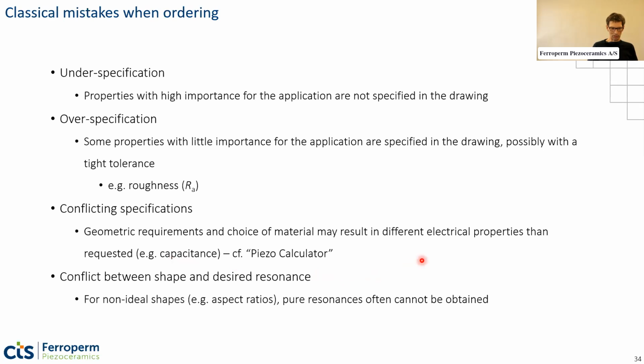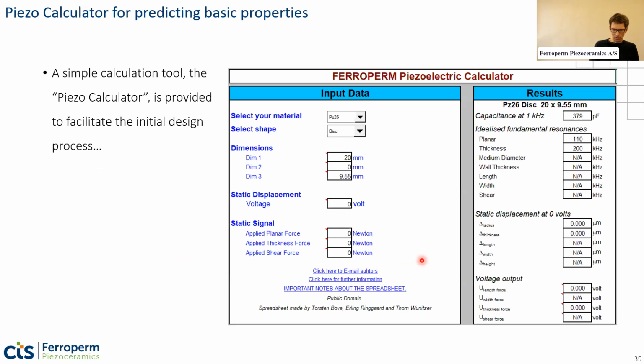Finally, you could also imagine that you want to choose a certain shape, and then this shape does not fit with the resonance that you would like to obtain. And I have an example of that in the end. So this is how this piezoelectric calculator may look. If you input a material choice and some geometry by shape and dimensions, then it will try to tell you the capacitance and also the resonance frequencies if the normal simple equations are followed. In some cases, these resonances will not be correct if you have a geometry which is far from the ideal, and you'll see that in a moment.